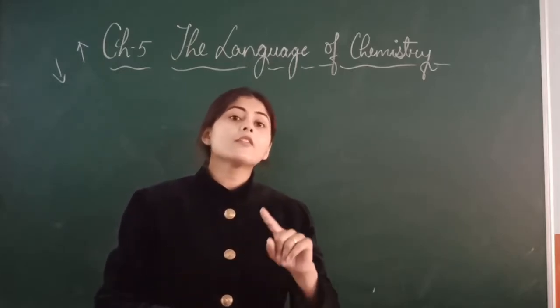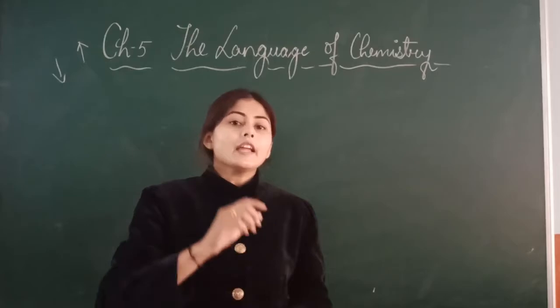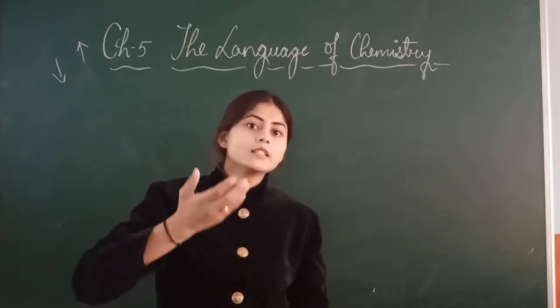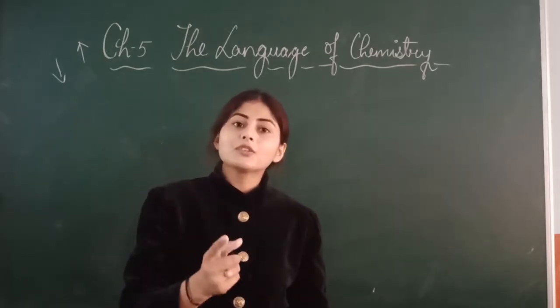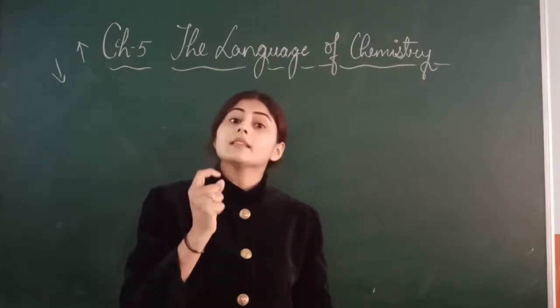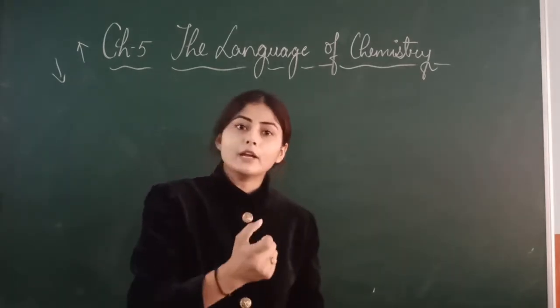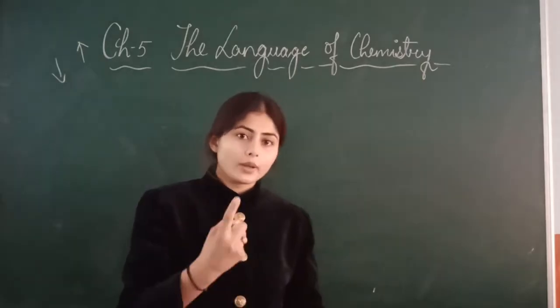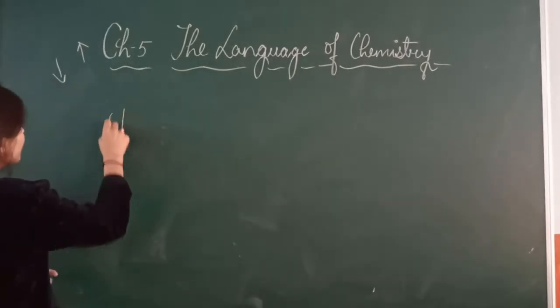If energy is in the form of heat, and heat energy is released, then it is exothermic. If heat is absorbed in a chemical reaction, that is endothermic. Endo means in, therm means heat, right? So I hope these two are clear to you all.